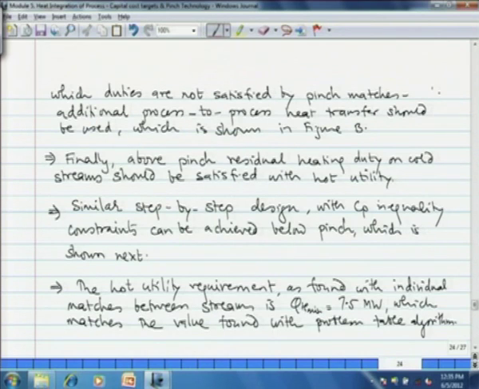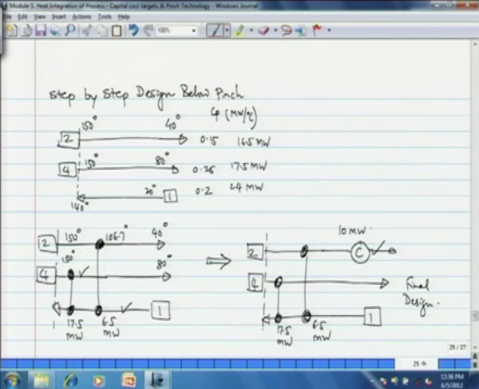Similarly, we can show a step-by-step design with Cp inequality constraint for the below pinch region, which we see now. The hot utility requirement as found with the individual matches between the streams is QH minimum equal to 7.5 megawatt, and which was exactly the same as the value found with problem table algorithm in our previous lecture. So, that point we note here. Now, we go for below pinch region. Here we see the step by step design.